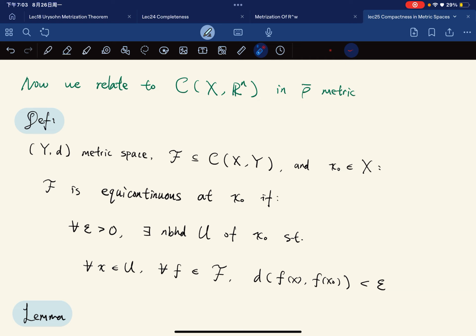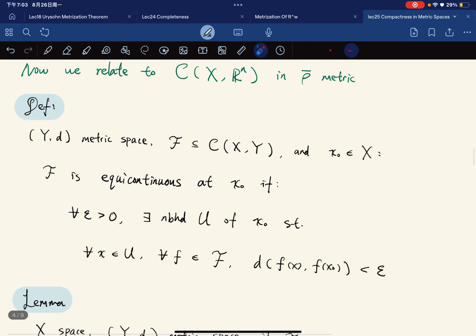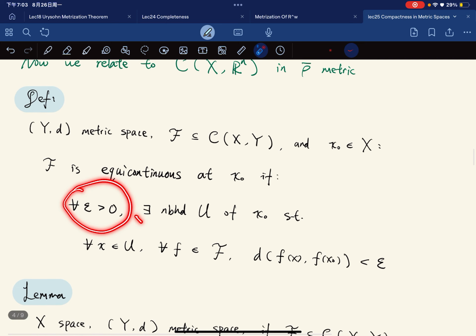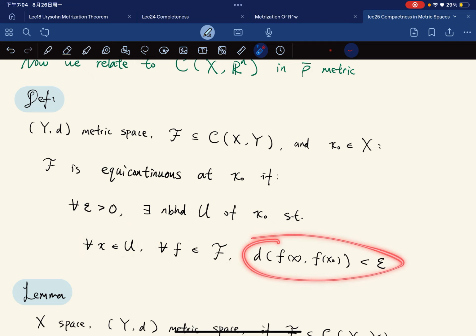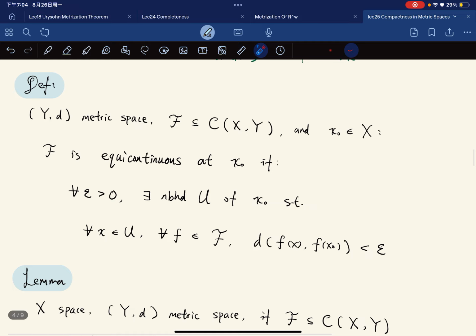And we have a definition that given a metric space, and F is a subcollection of the continuous functions from X to Y, and x naught is in X, we say that this collection is equicontinuous at x naught if for any epsilon greater than 0 there exists a neighborhood of x naught such that for any x in it and for any f in the collection we have this. Okay, so this is pretty strong.